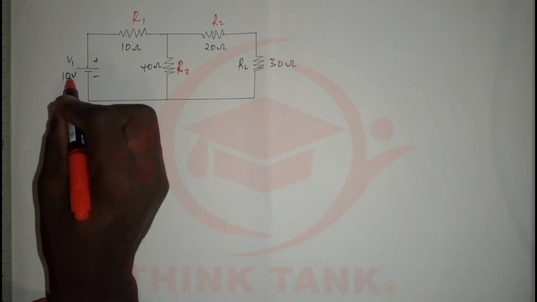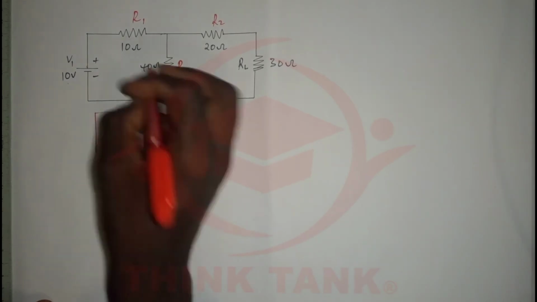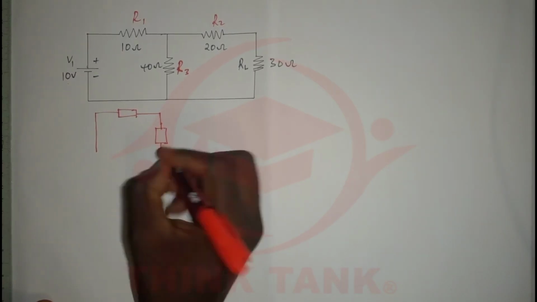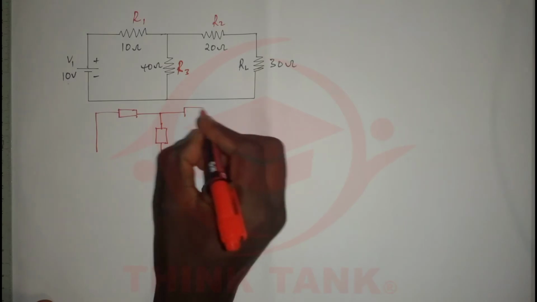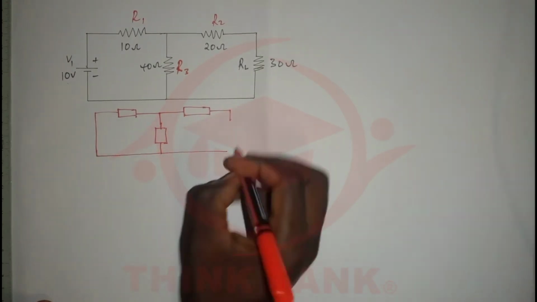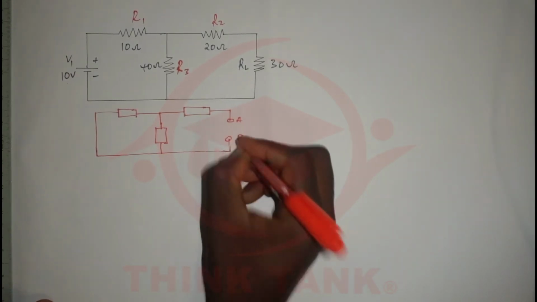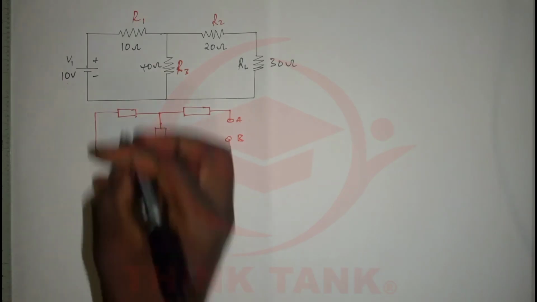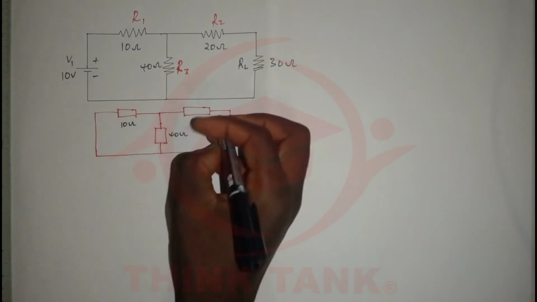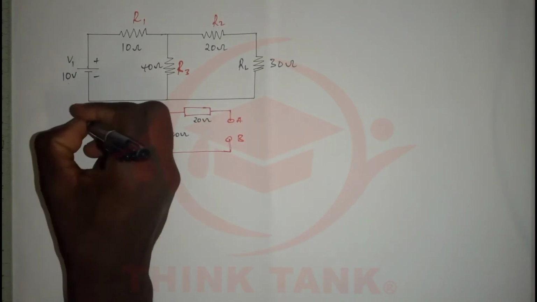That means we have replaced it with a short circuit, and we still have our resistor. This is resistor 1, and we have our second resistor. Okay, so this is R3, and we have this resistor, which is R2, and we have removed the load resistor. So let's just call this terminal A, and this one terminal B. So this is 10 ohms, and this one is 40 ohms. This one is 20 ohms. So that is the first step, step number 1.